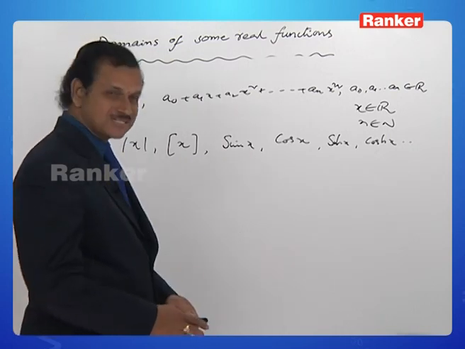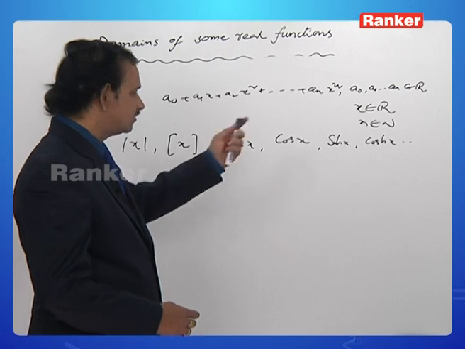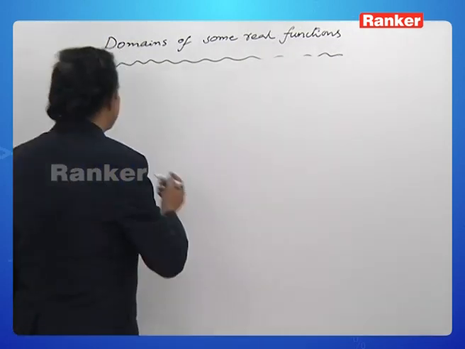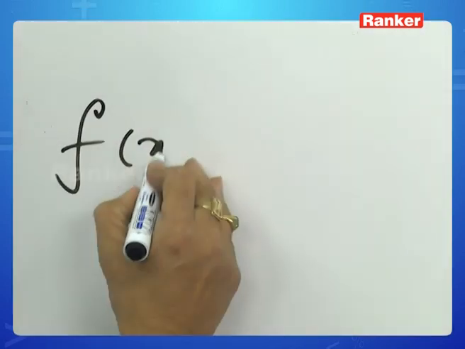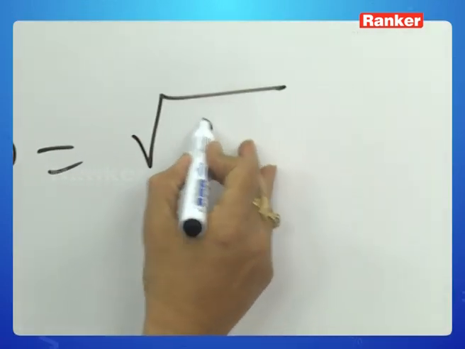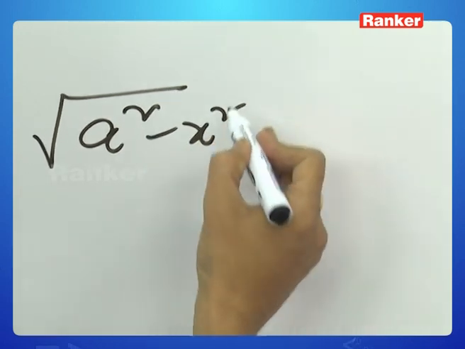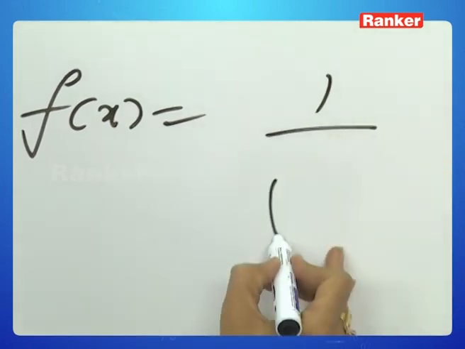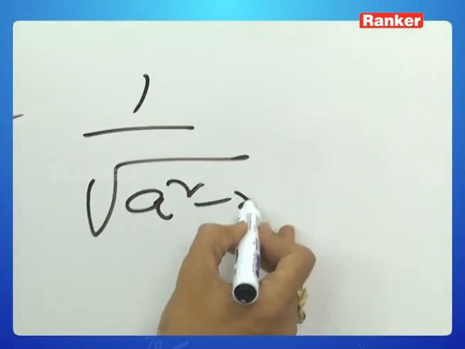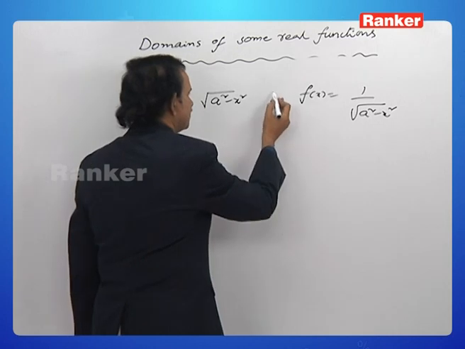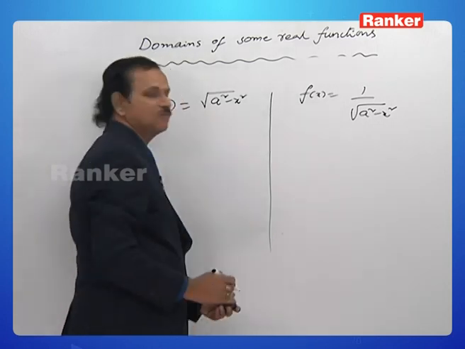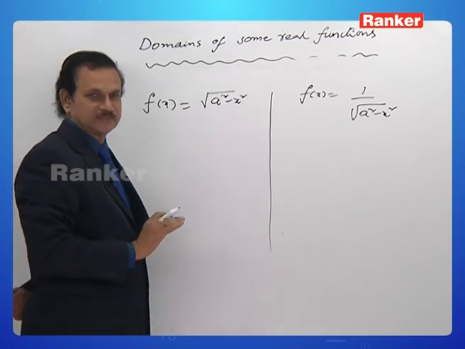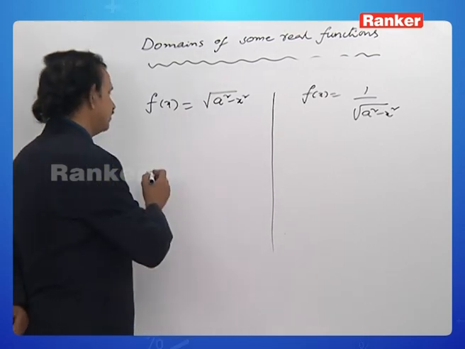So, this is a special case to have a common domain, that is the set of real numbers, for all these functions. Another, f of x is equal to root of a square minus x square. F of x is equal to 1 by root of a square minus x square. Let us observe the domain of these two functions at a time. F of x is equal to root a square minus x square is given. What is the domain of this function?